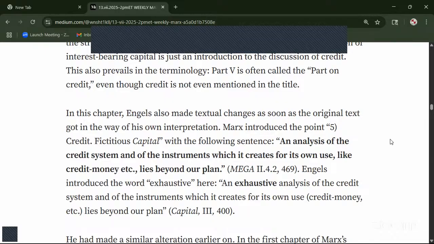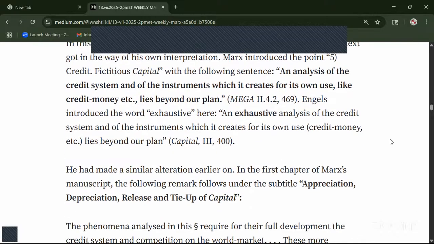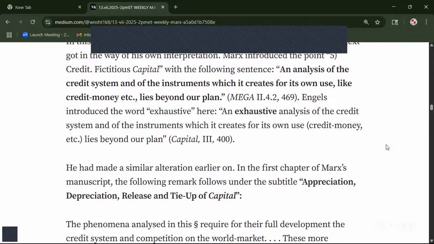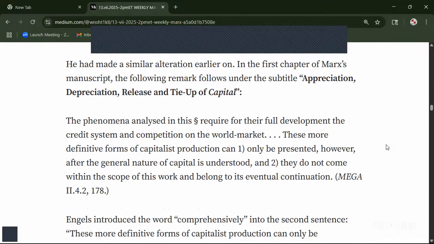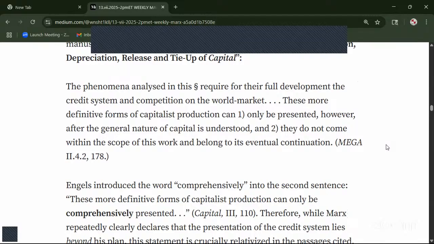He had made a similar alteration earlier on. In the first chapter of Marx's manuscript, the following remark follows under the subtitle Appreciation, Depreciation, Release, and Tie-up of Capital. The phenomena analyzed in this section require for their full development the credit system and competition on the world market. These more definitive forms of capitalist production can, 1, only be presented, however, after the general nature of capital is understood, and number 2, they do not come within the scope of this work and belong to its eventual continuation.